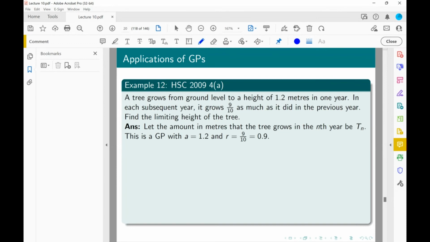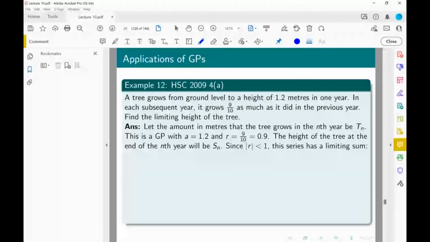And so if we want the limiting height, we simply want S infinity. The height in the nth year is Sn, we're after S infinity. It does indeed have a limiting sum because it only grows by 9/10. The rate is less than 1, so it will eventually stop growing. That's what it means physically. So we're after S infinity, which is a over 1 minus r, which is 1.2 over 1 minus 0.9, and then it's just a matter of calculating this quantity, which turns out to be 12 meters, right? Because that's 0.1 at the bottom there.